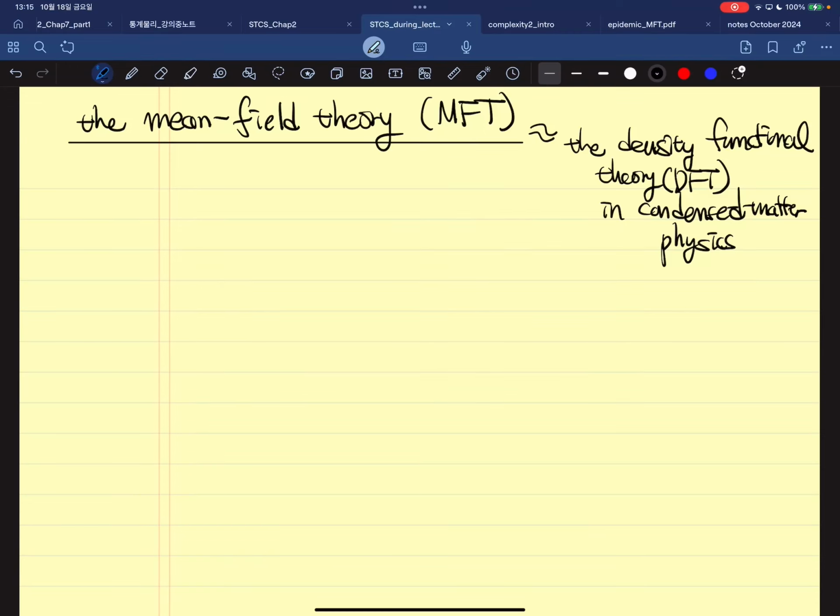So let's just think about this example. We have this epidemic spreading model, which was kind of big business at the pandemic period, etc. And of course, we are interested in it on networks.